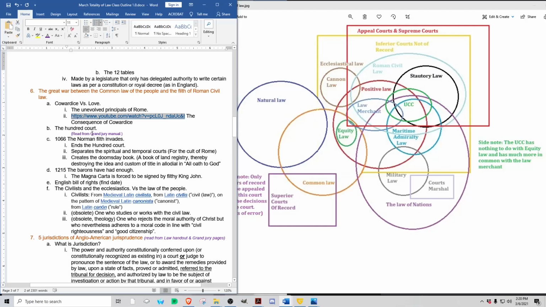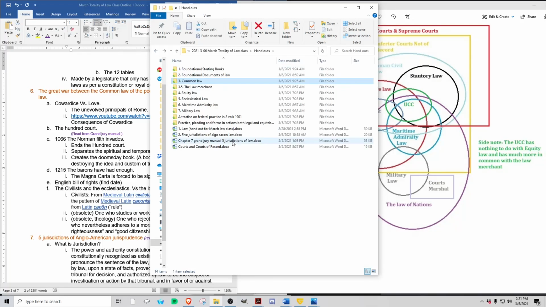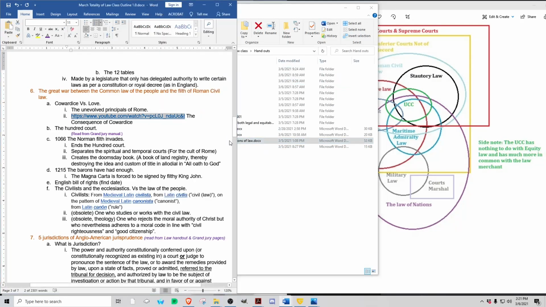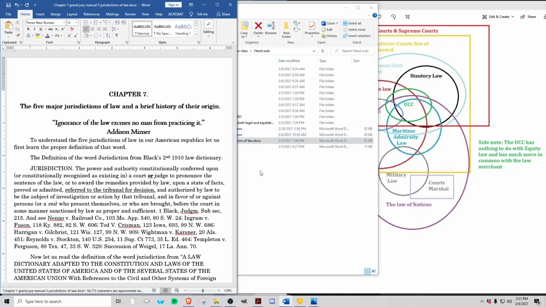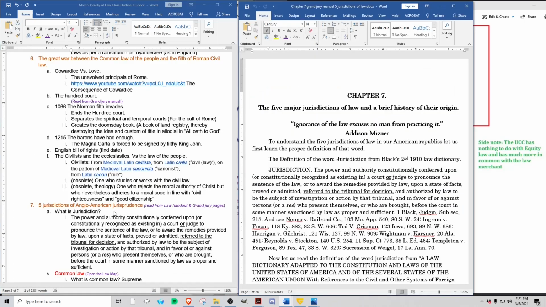So we covered the 100 Court. Let's open up the Grand Jury Manual, which is a chapter out of the Grand Jury Manual, which I've written, but I need another editor. There was a time when Michael Badnarik was editing it for me, but I still need an editor for this thing. But anyway, now we'll start down the 5 jurisdictions of Anglo-American jurisprudence.